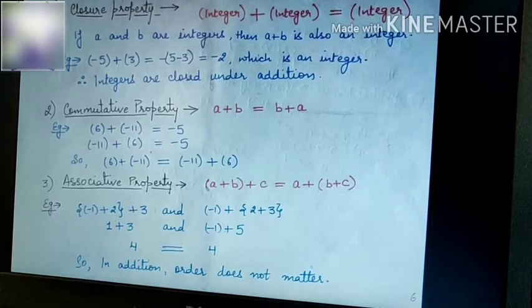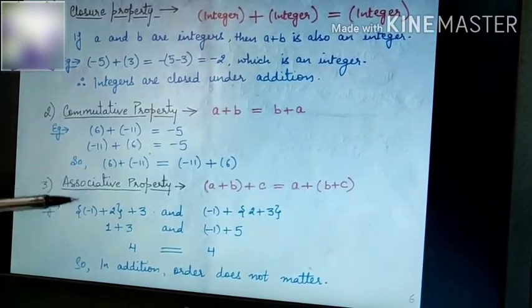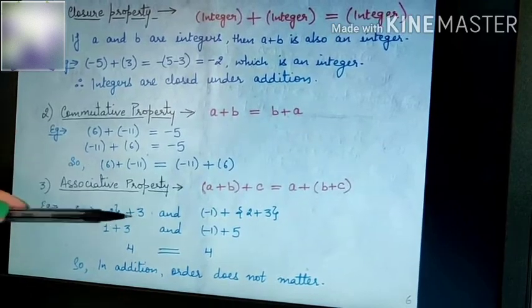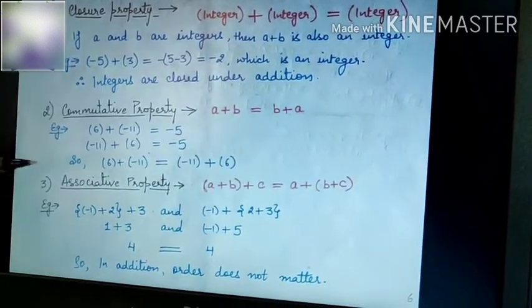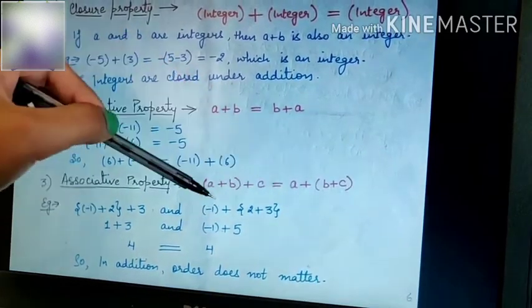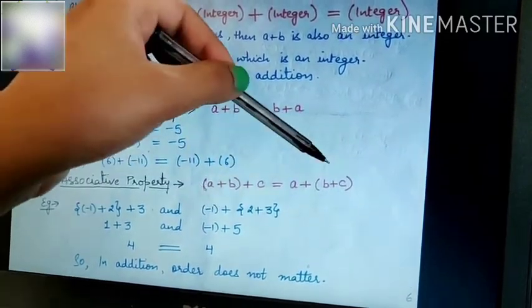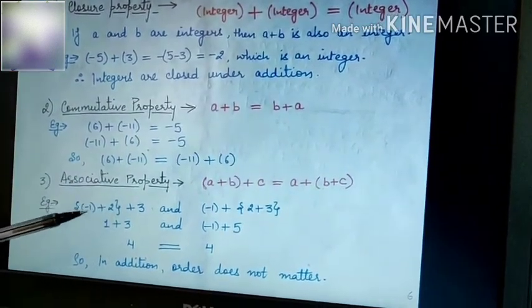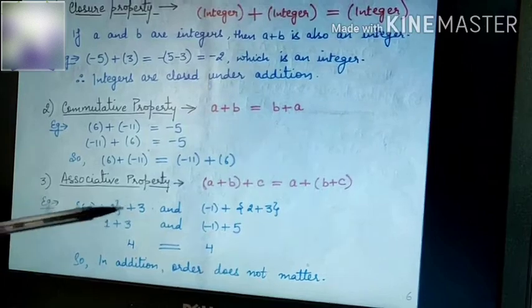Now let us see with the help of an example. In place of a, I have taken minus 1, value of b is 2 and value of c is 3. So according to the left hand side, this will be the equation. And according to right hand side, a, that is minus 1 plus in bracket b plus c, that is 2 plus 3. In left hand side, minus 1 plus 2 is 1 plus 3.